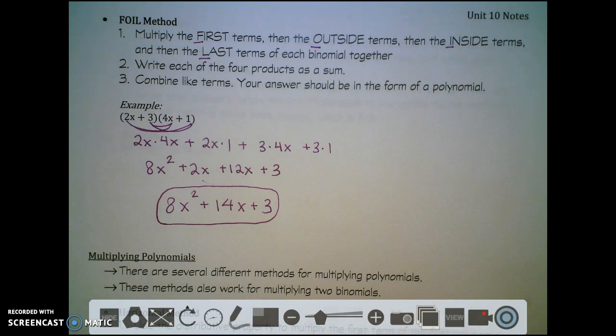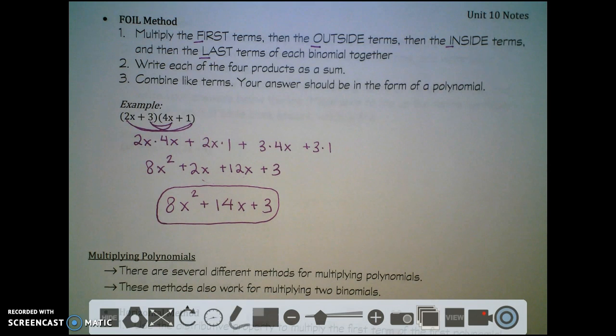So that's it. In our next video, we'll talk about multiplying polynomials, for example, multiplying trinomials and binomials with trinomials.